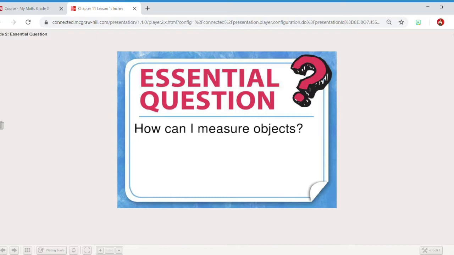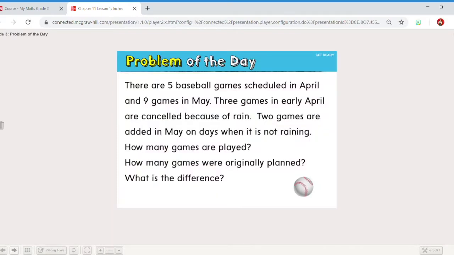How would you measure an object? What are the different ways? I don't know. Answer below. I'm curious to see. Let's warm up our brain, though, with a quick problem of the day.